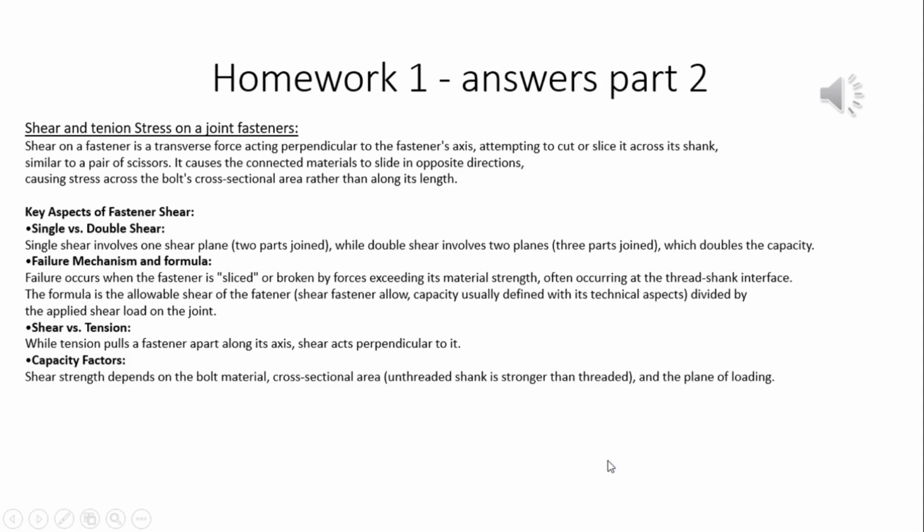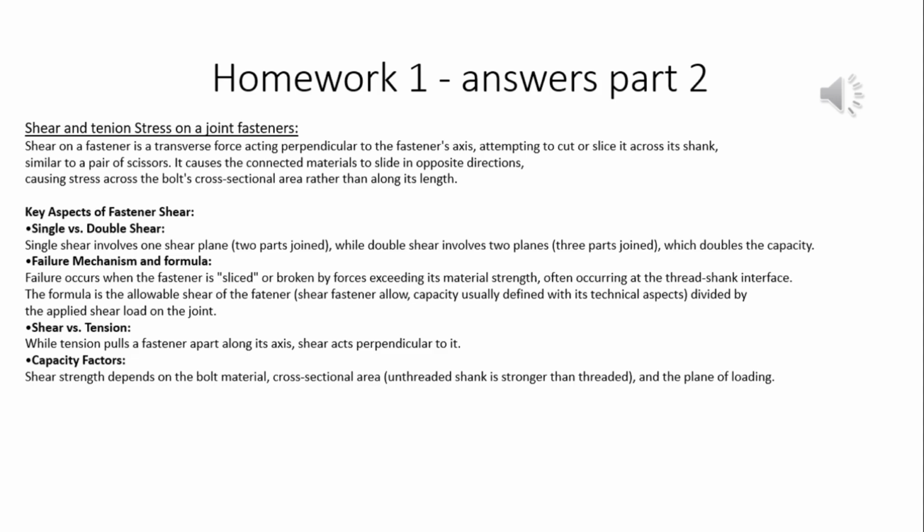So, failure mechanism and formula. The failure occurs when the fastener is sliced or broken by forces exceeding its material strength, often occurring at the thread-shank interface. The formula is the allowable shear of the fastener, the shear fastener allowable capacity, usually defined with its technical aspects, divided by the applied shear load on the joint.